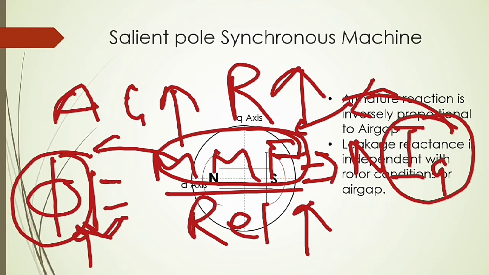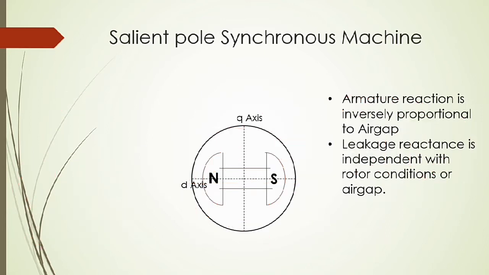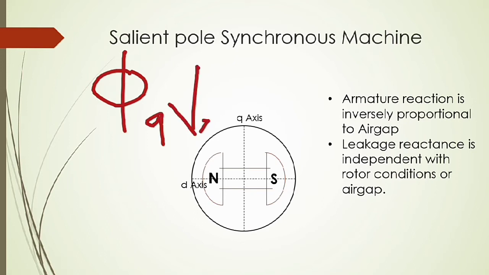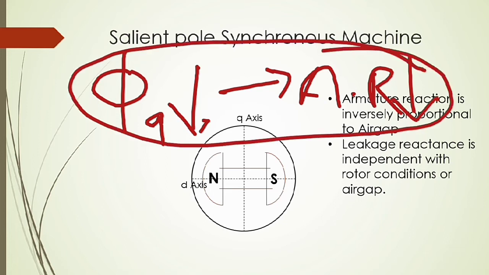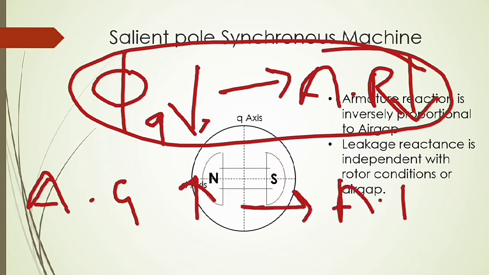Okay, so if armature flux reduces, that means armature reaction also reduces. Okay, and that's why from this way we know, if the air gap increases, the armature reaction decreases. Okay, that is a simple way we can learn.